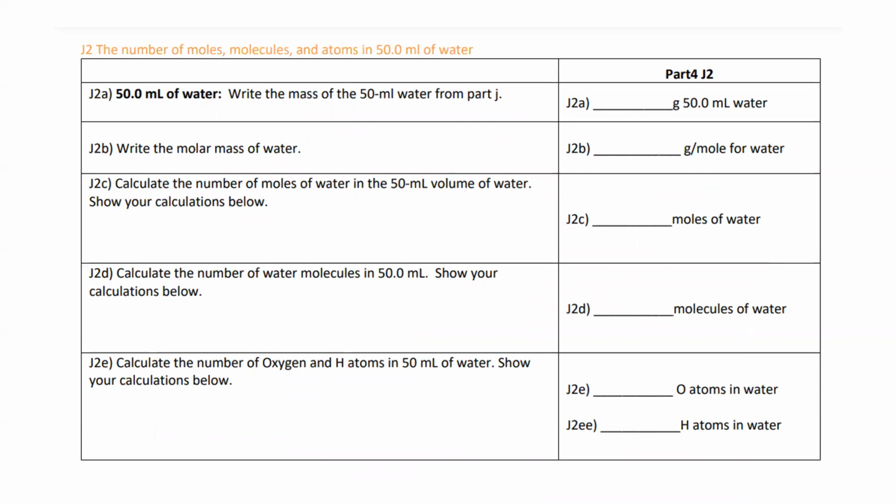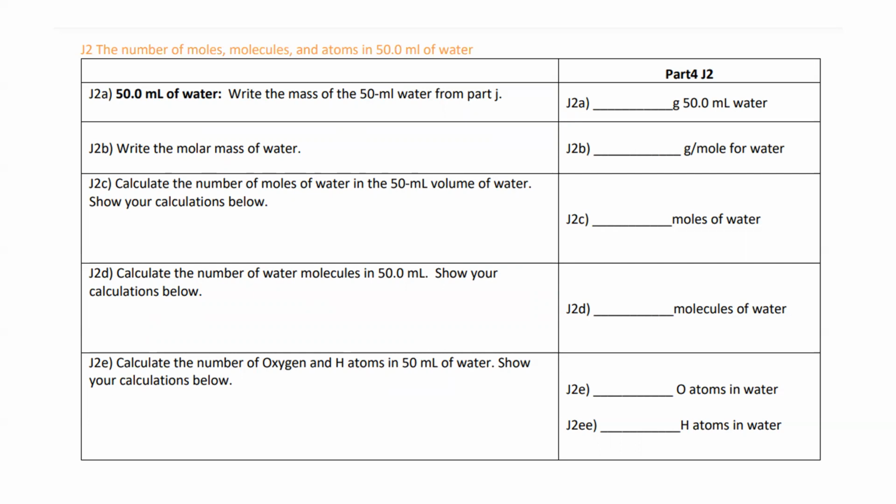For part 2, we're going to do similar calculations, starting with the mass of the 50.0 milliliters of water that you measured earlier. We're going to find the molar mass of water. You just add the mass of oxygen and 2 hydrogen atoms to find the molar mass of water. We can use the molar mass as a conversion factor to convert between the grams of water and the moles of water, just like I showed you in the previous section.